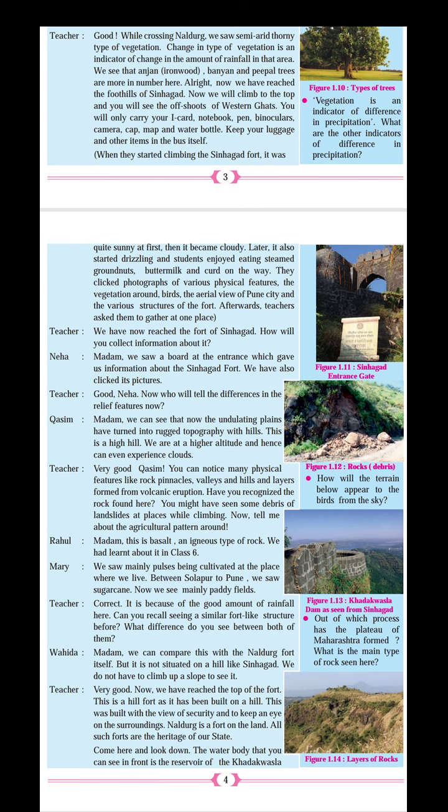And now the children were saying what differences they were seeing. The teacher told them that what they saw in Naldurg was a ground fort. Here they are seeing a mountainous fort, and one more fort was remaining for them. That will be in Alibag, because Alibag has a water fort, which is known as Kolaba Fort, or Alibag Fort. Thank you, children. I come to an end of part 2.